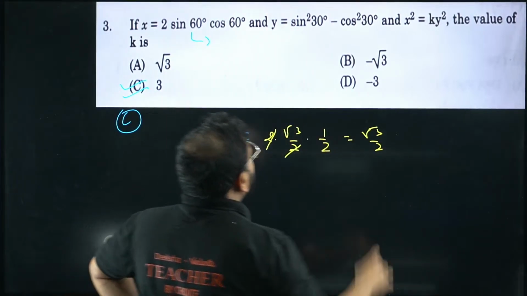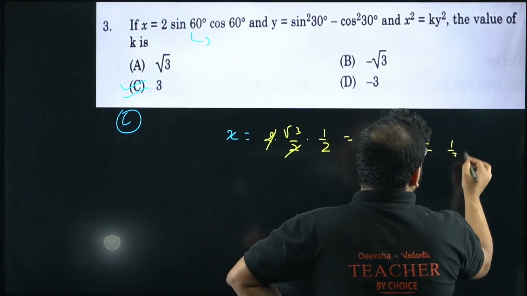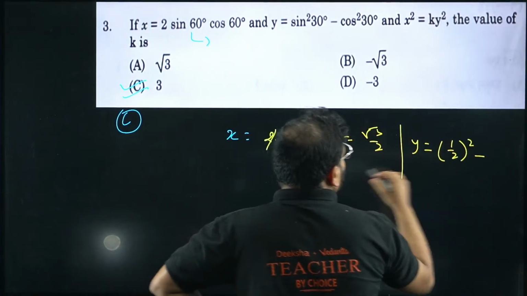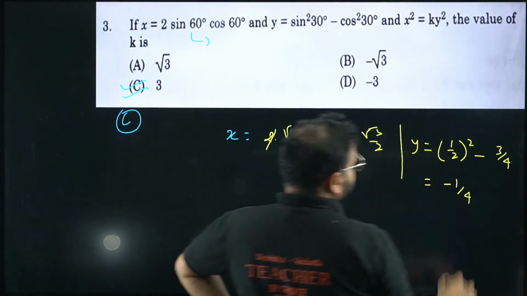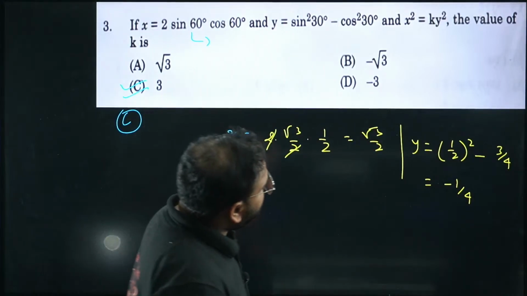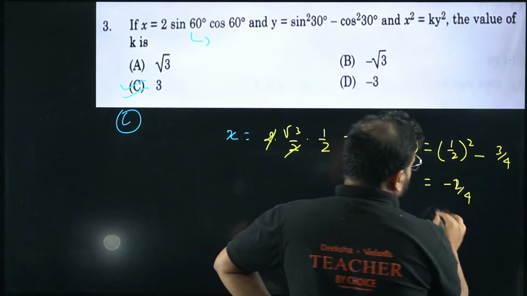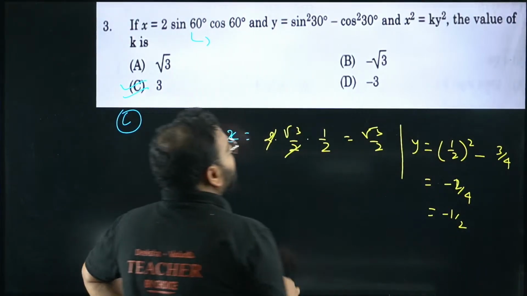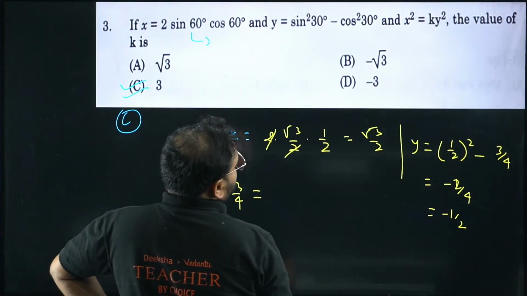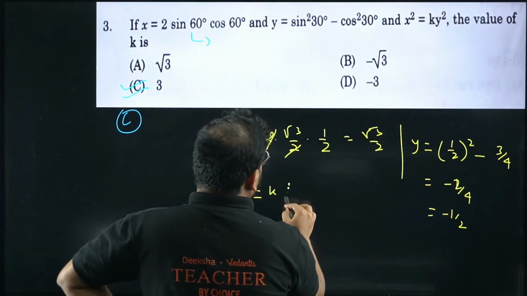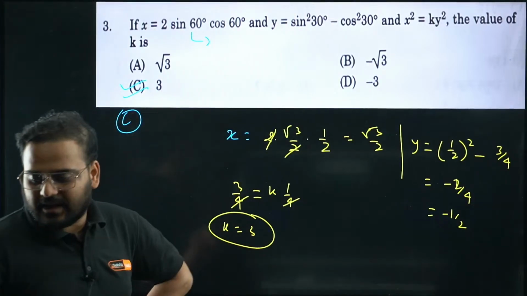Now what else on this side? For y we will have sin square of 30, which means 1 by 2 the whole square, which is 1 by 4, minus cos square 30, which is 3 by 4. So I get this as minus 2 by 4, which is minus 1 by 2. If you solve this, you are going to get 3 by 4 equals k times 1 by 4. Cancel, and the k value is coming as 3.